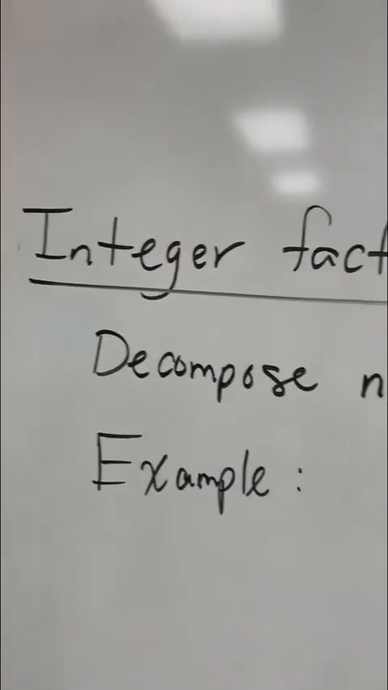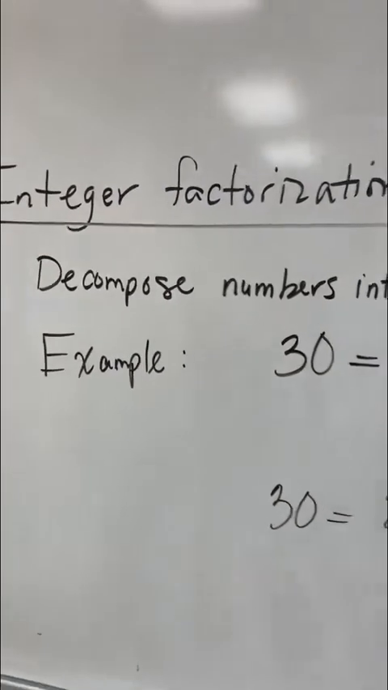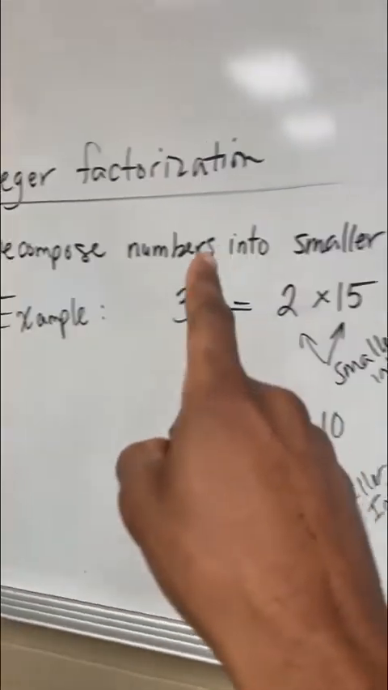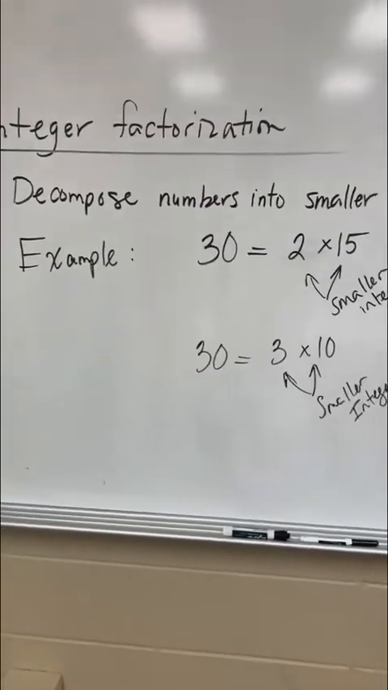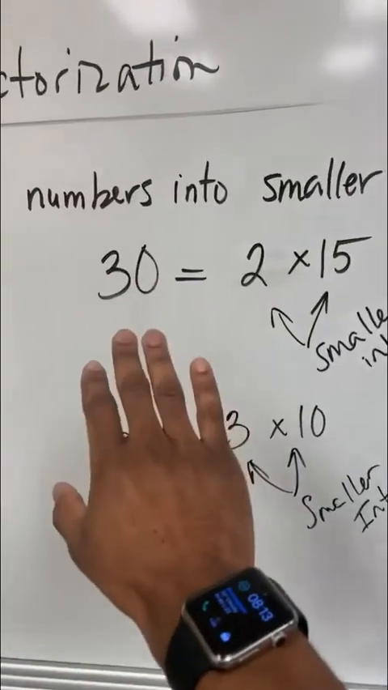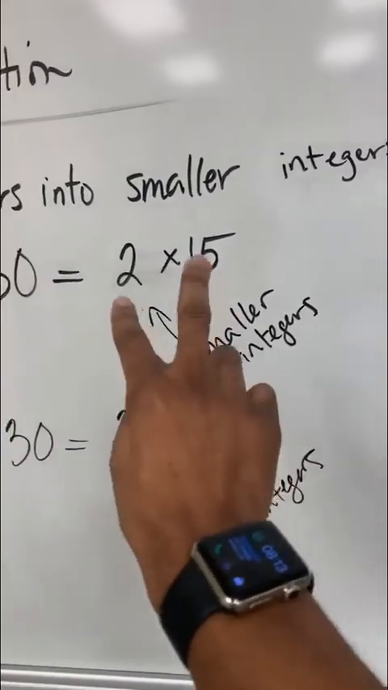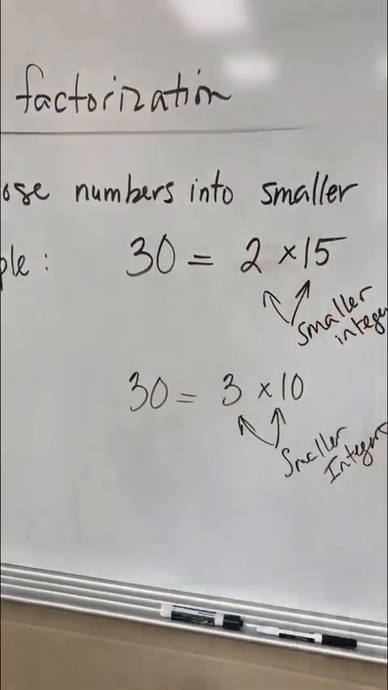It's the Fundamental Theorem of Arithmetic, and it's all based on knowing how to break things down into certain types of factors. The first thing I want to talk about is what we call integer factorization. Integer factorization happens when you can decompose numbers into smaller integers. That's basically all it means. You can take an integer and decompose it into smaller integers. Like the number 30, 2 times 15, 2 and 15 are smaller integers. So that's what we mean by integer factorization.